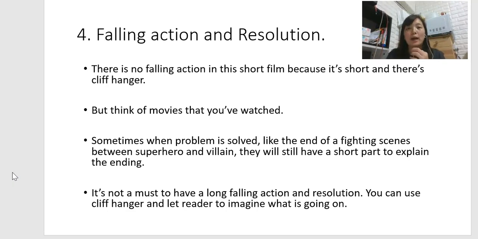All right, so I hope after listening to my very quick introduction of the plot structure and this example of Paperman, you start to know more about how to write a story. I want you to start thinking about your own story. Think about your main character. Think about your own plot structure, and then write your first draft in Google Classroom.